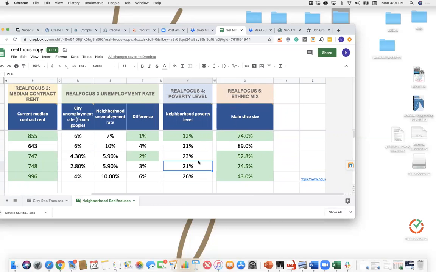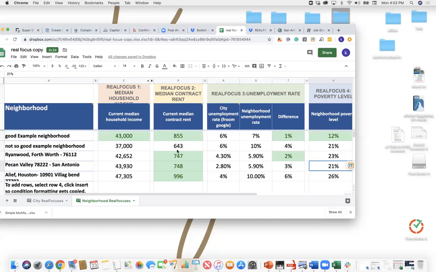Poverty level, so this could go up to 15% and be totally fine. We're a little bit higher than that. So this would be a risk, poverty level and unemployment. So again, it's up to your tenant mix.